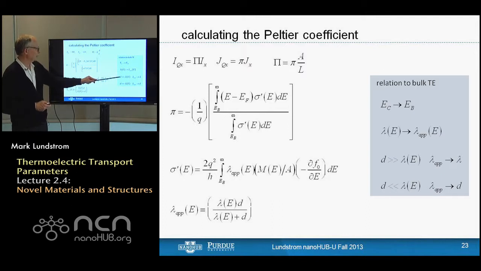For very thick barriers, this apparent mean free path just becomes the actual mean free path, and we have exactly the same result we had for traditional thermoelectrics. For very thin barriers, small thickness D, the apparent mean free path becomes the thickness of the sample D. That's just what we saw in ballistic transport. So in that case, the expressions just go to the expressions we had earlier for ballistic transport.